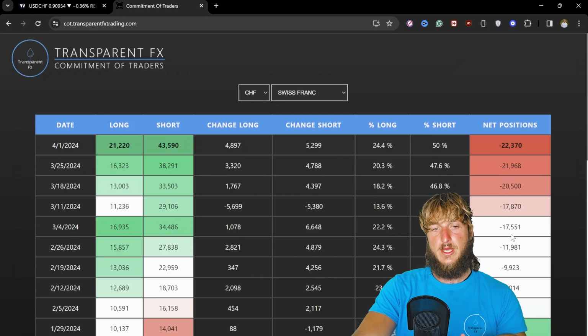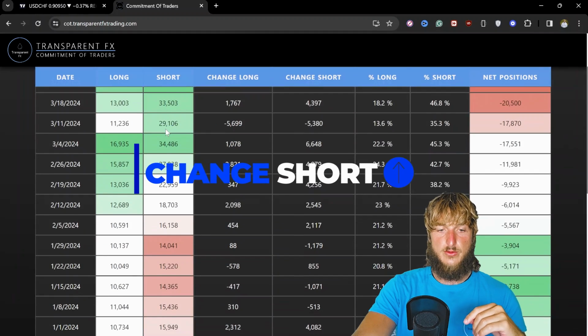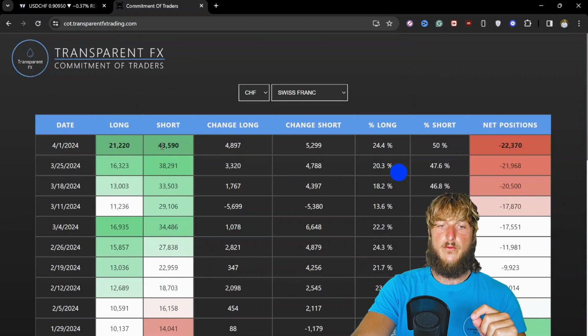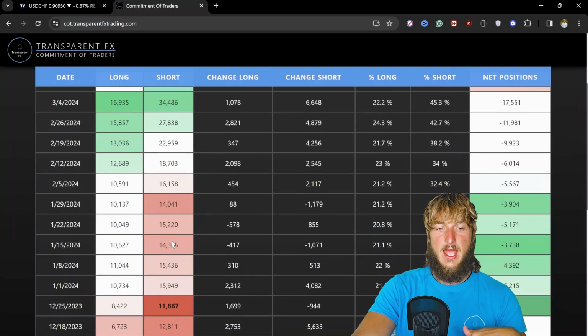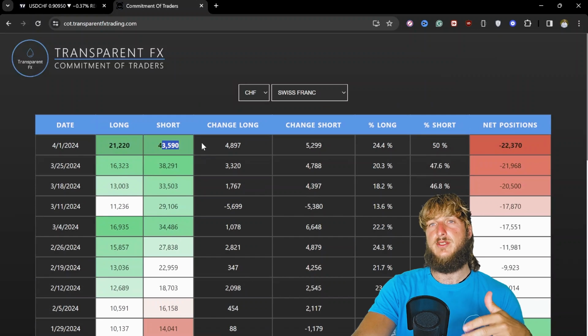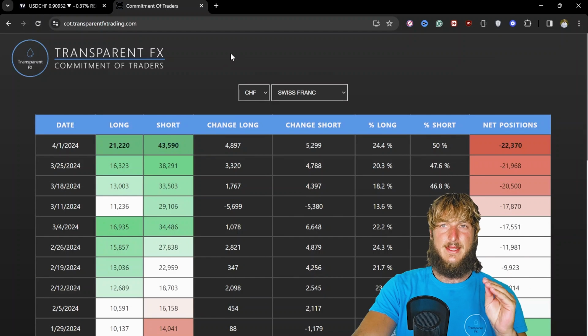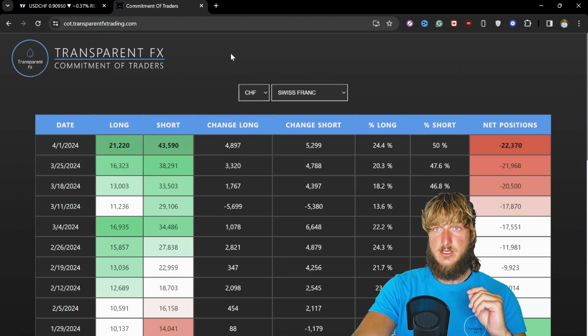And in fact, we can see how shorts got increased massively from 11.8K all the way up to 43.5K. So a huge increase, essentially an increase of 4 times. Now, keeping in mind that institutions are longing USDCHF by shorting the CHF, let's move back to the technical aspect of the market from a daily perspective and see what kind of structure we currently have.